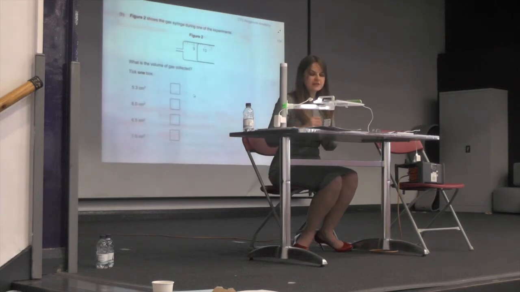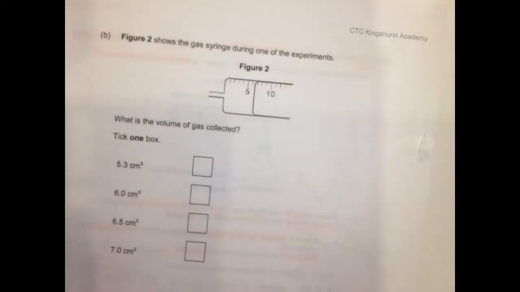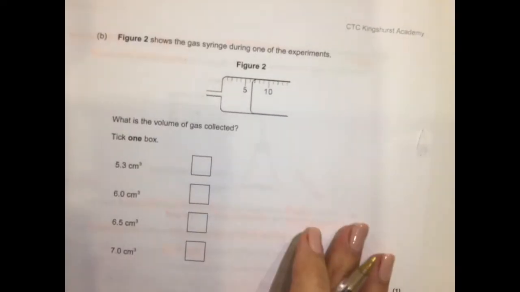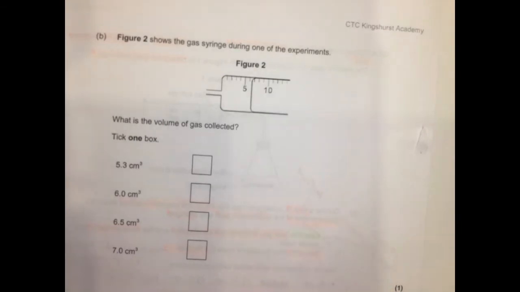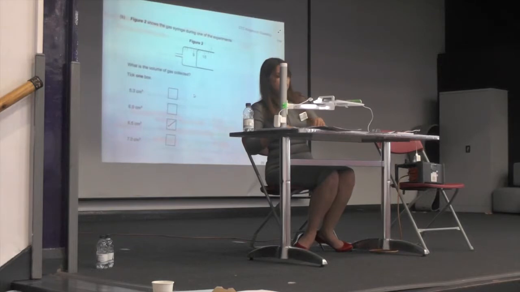What is the volume of gas collected? This is the bit of the gas syringe. The gas would come in here. What's the volume? Can somebody tell me quickly? 6.5. Thank you very much. Right, next question.